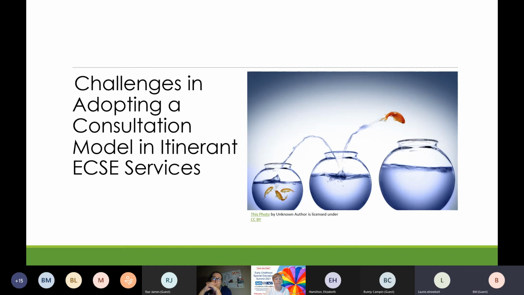So I'm going to turn it back over to Bill. He's going to talk a little bit about challenges in adopting a consultative model in itinerant services.